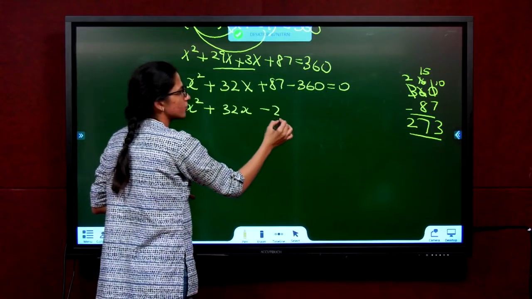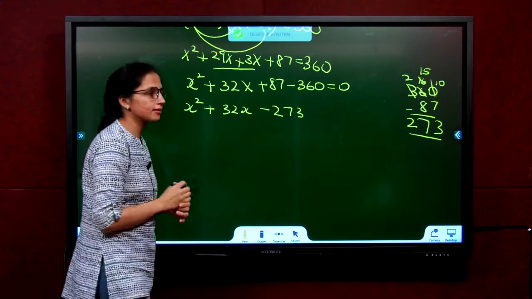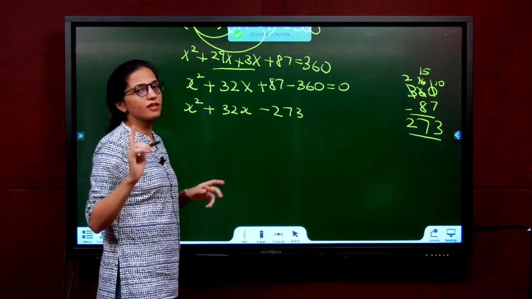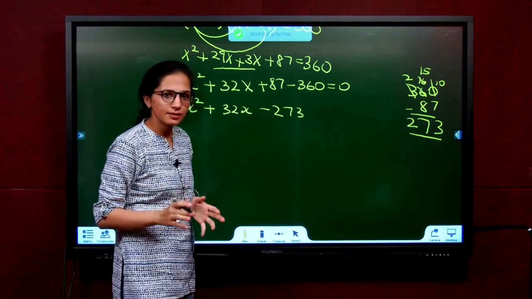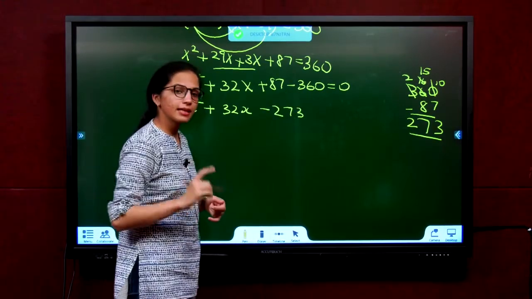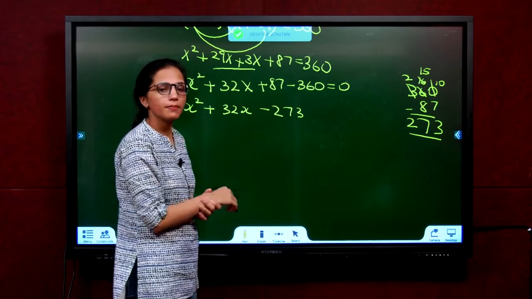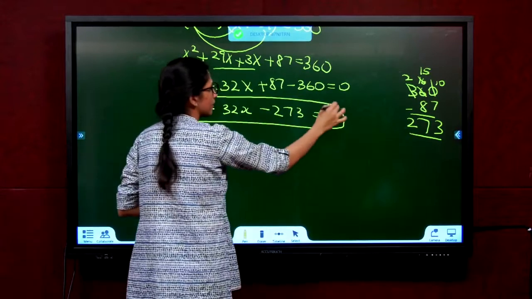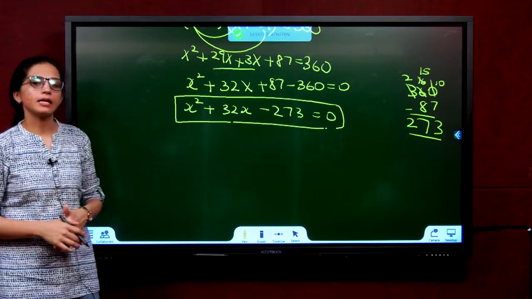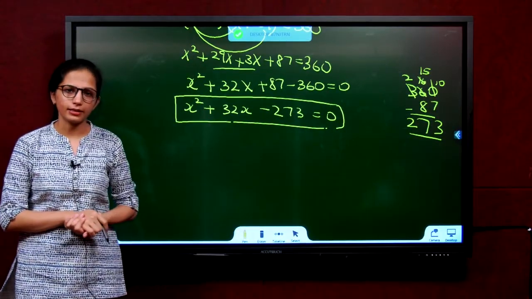So minus 273. Why minus? You have to take the sign of the bigger number. 87 is bigger or 360? 360 is bigger. What is the sign of 360? Minus. So put the minus sign. Is equal to 0. This will be the representation of the given problem in the form of a quadratic equation.